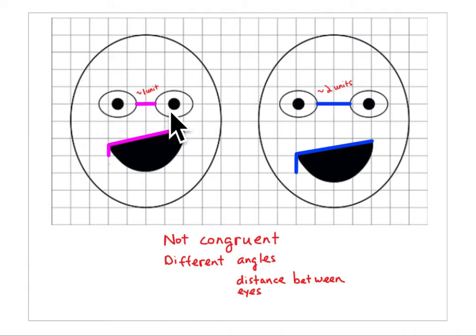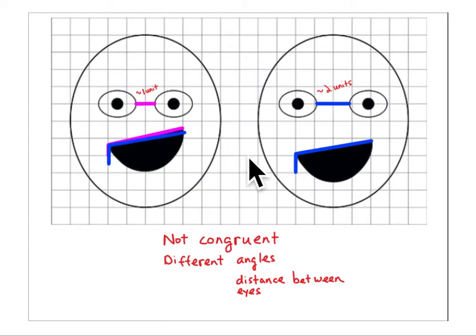So if you look at the distance between their eyes, this is approximately 1 unit. Let's call this one Max and this one Frankie, and this is approximately 2 units. So they have a different distance between the eyes. So that right there tells you that they're not congruent. But you can go on. There's a couple of other things to look at.